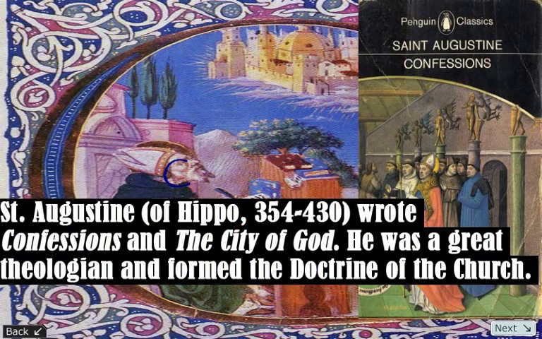Another very important great leader of the church was Saint Augustine of Hippo, who lived from 354 to 430 A.D. He wrote Confessions and The City of God. These were two of his key works, plus he wrote many other works. He was a great theologian and formed the doctrine of the church.